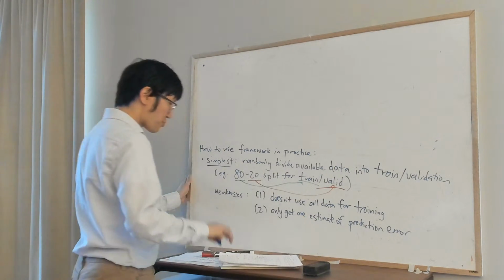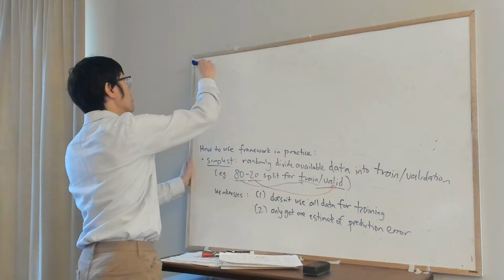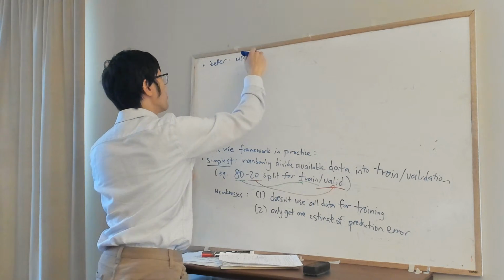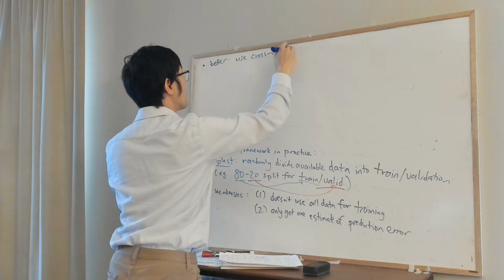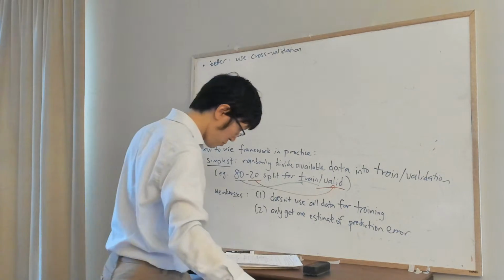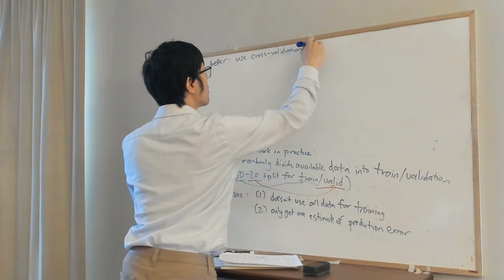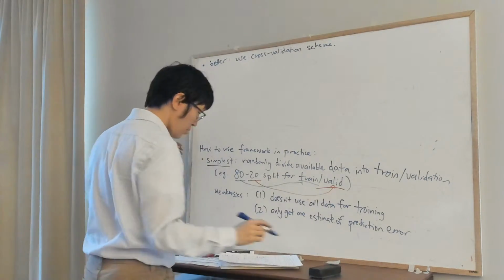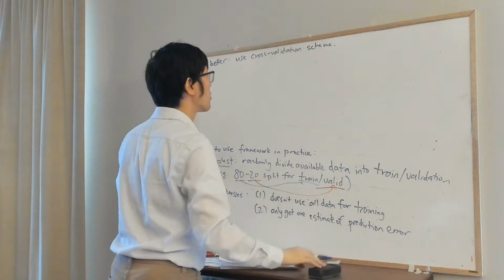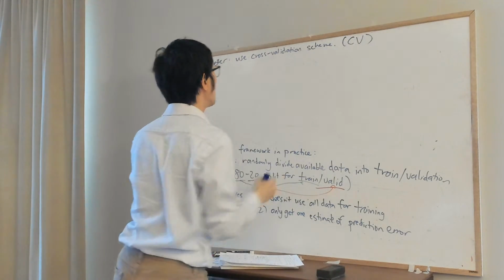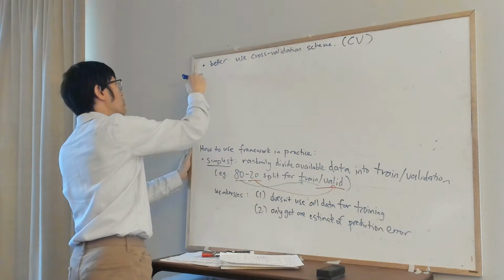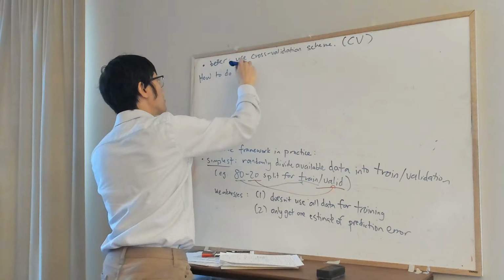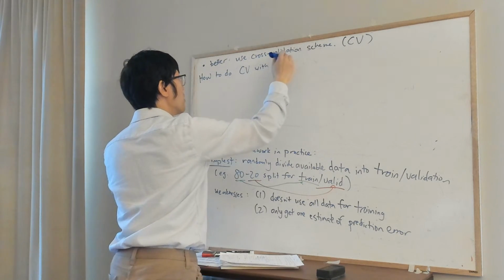Okay, so cross-validation. A better approach is to use some sort of cross-validation scheme. What I'm going to describe here is the classic cross-validation, which we abbreviate as CV. This is how to do cross-validation with, let's say, capital K folds.